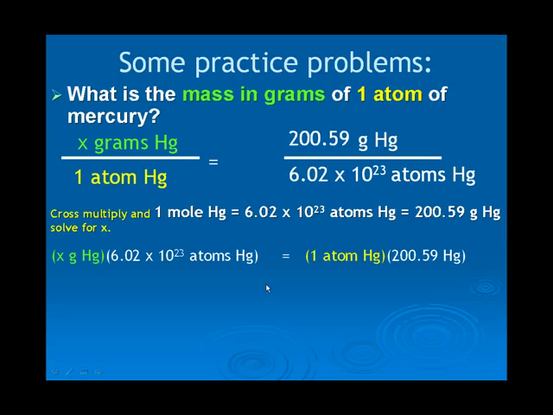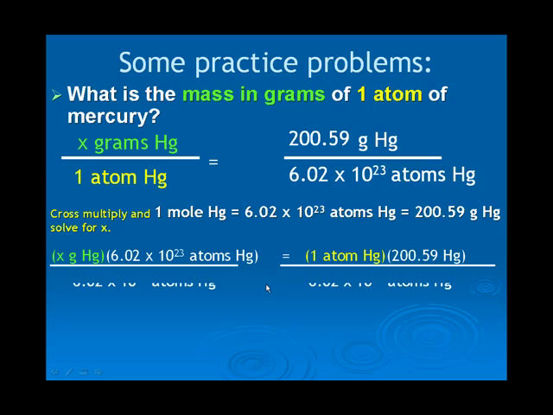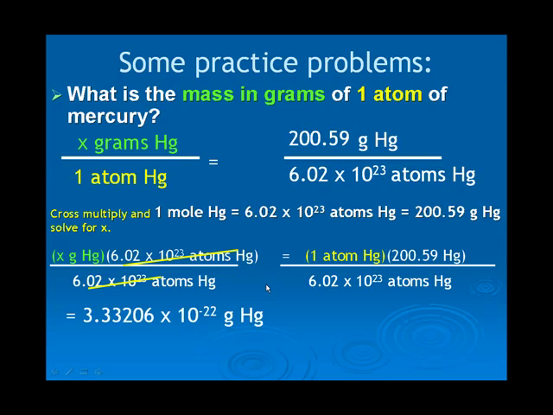I don't know about you, you're probably getting tired of hearing that, but it's the same process over and over again. We got to get X by itself, so you got to divide by Avogadro's number. So that cancels out on the left. And then on the right, 1 atom times 200.59 grams divided by 6.02 times 10 to the 23rd. Solve that on your calculator, and that's what you should get.